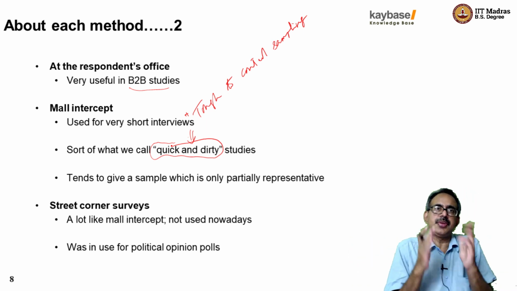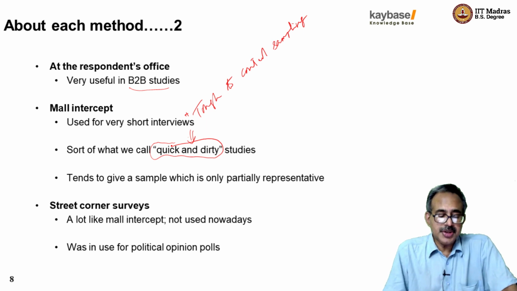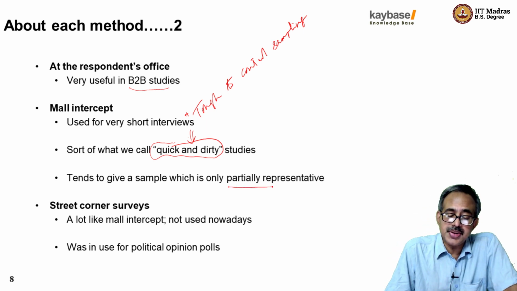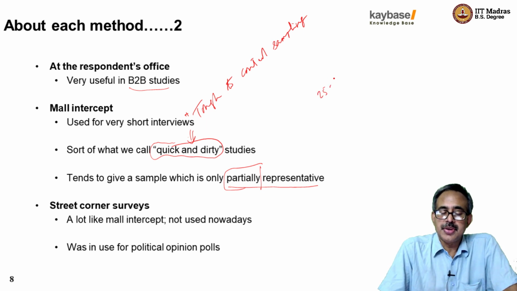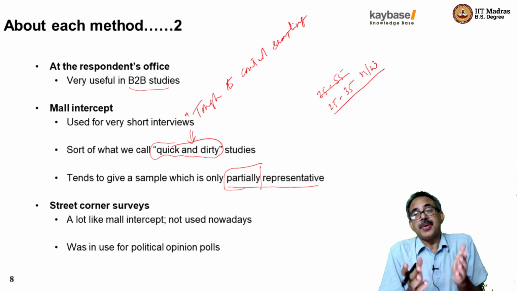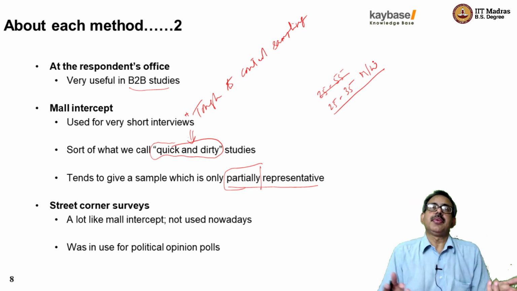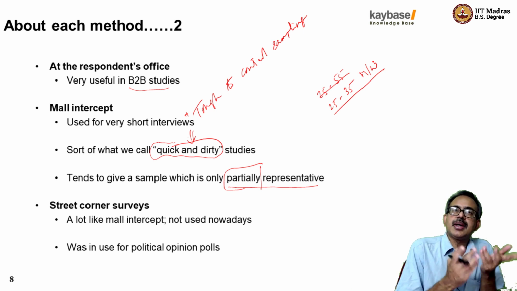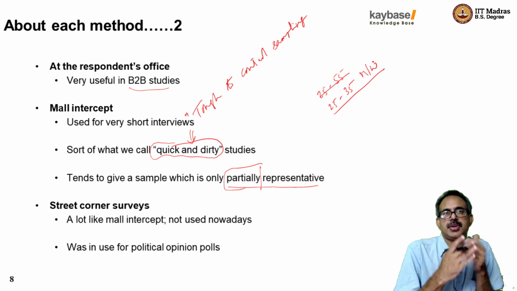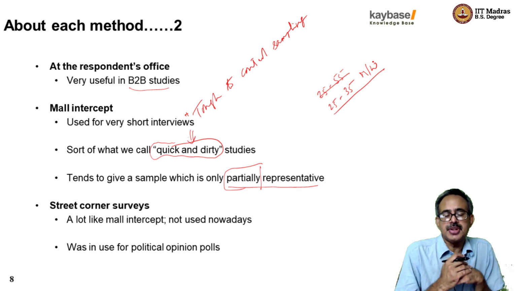The study itself tends to be compressed into a shorter time period. And it tends to give a sample which is only partially representative. Why is it only partially representative? Because not everybody goes to a mall. If you take an age group of say 25 to 55 or even 25 to 35, men or women, even in these segments, there are plenty of people who rarely go to a mall. So if you go to a mall and do the intercept and do the interview, you're likely to catch the people who are per se more frequent visitors to the mall. That is simply the law of probability. So the sample could end up being only partially representative.